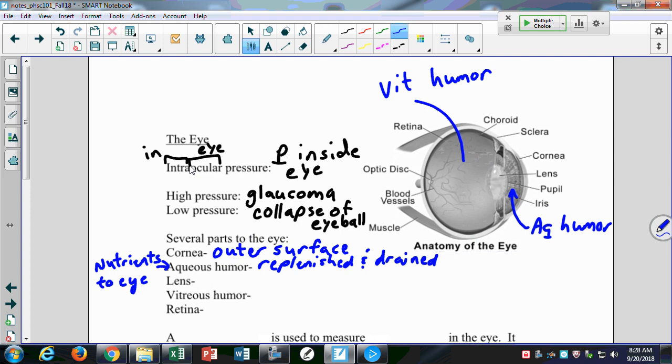Your vitreous humor holds the spherical shape of the eye. So in other words, if you have low pressure, you're not going to have your vitreous humor anymore. Right, yeah. So like if you had collapse of the eyeball. It holds the spherical shape of the eye. And this isn't drained. You basically have this your entire life. Oh, that's right, not replenished.